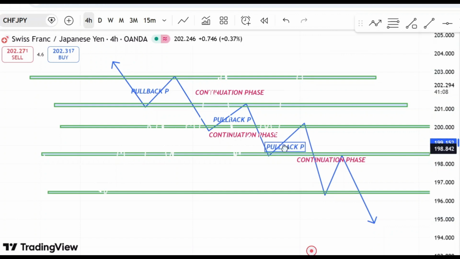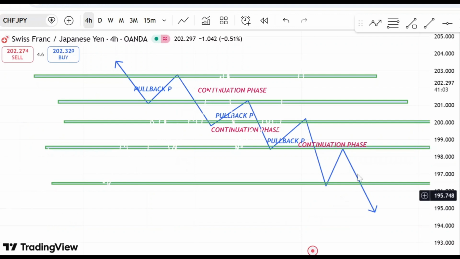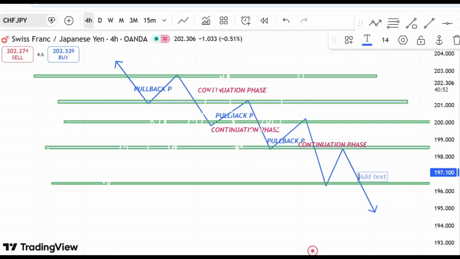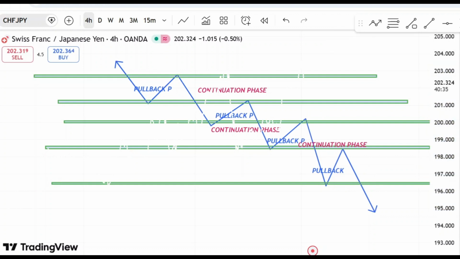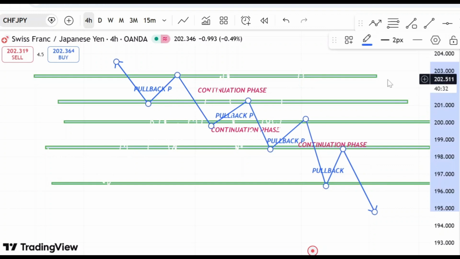Pullback phase, continuation. This is another continuation phase. Let's call this a pullback. This is another pullback. This is another continuation phase. Okay, cool. As you see, we are creating what we call a lower low here.